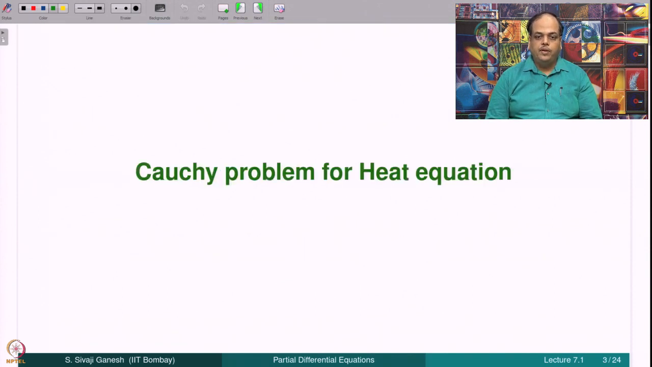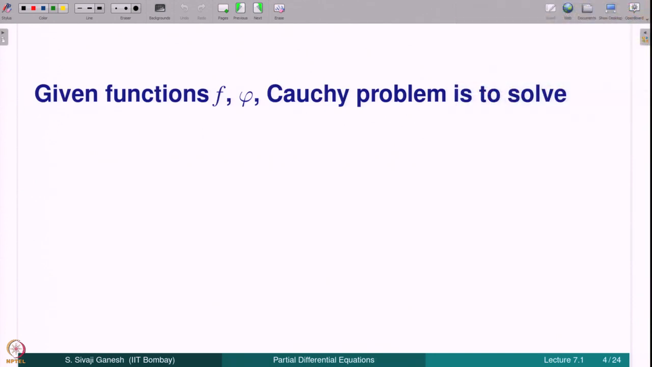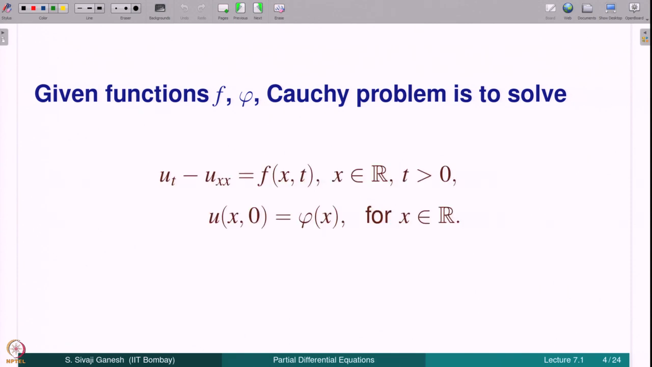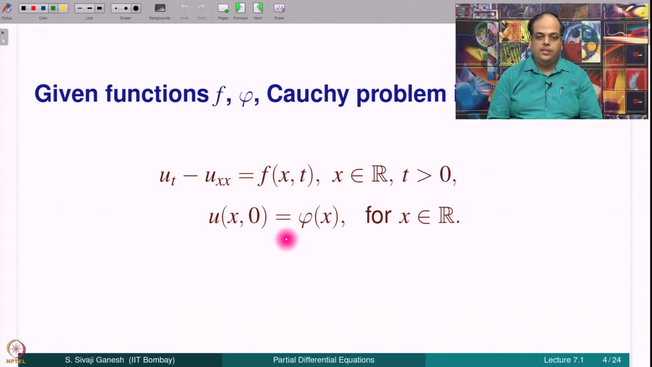So, what is the Cauchy problem for the heat equation? Given functions f, phi on appropriate domains, the Cauchy problem is to solve u_t minus u_xx equal to f of x, t, x belonging to R and t positive, and u of x, 0 equal to phi of x for x in R.